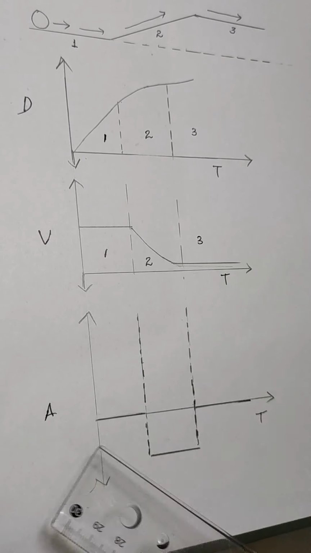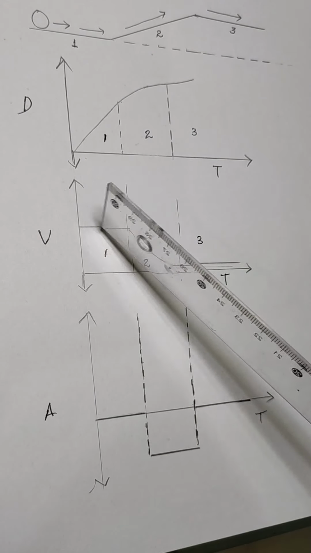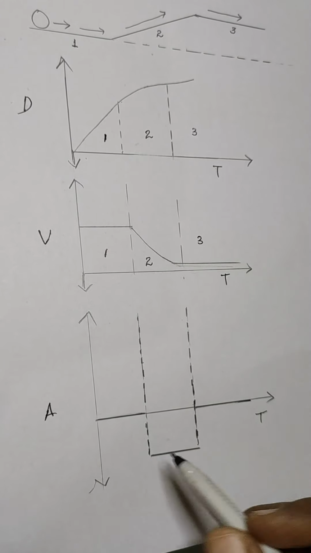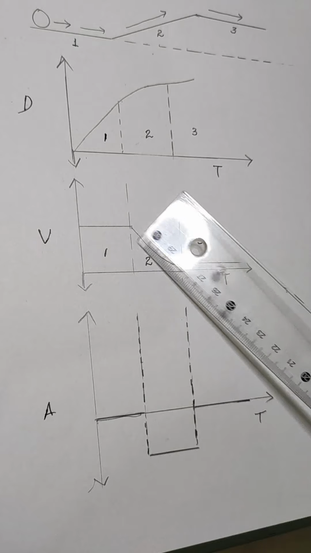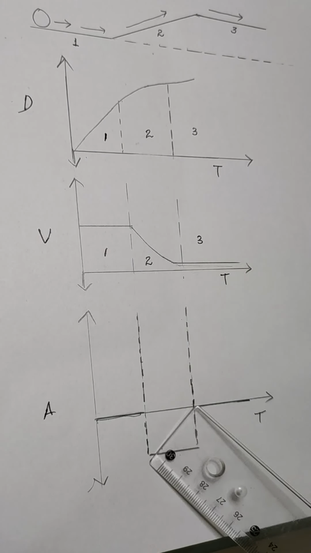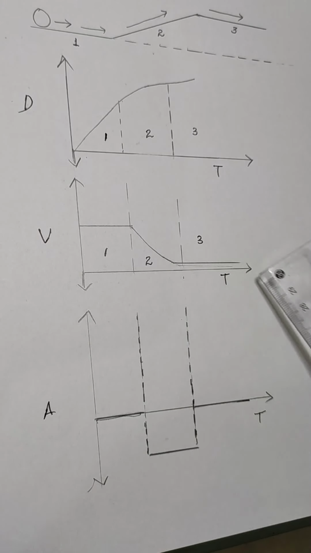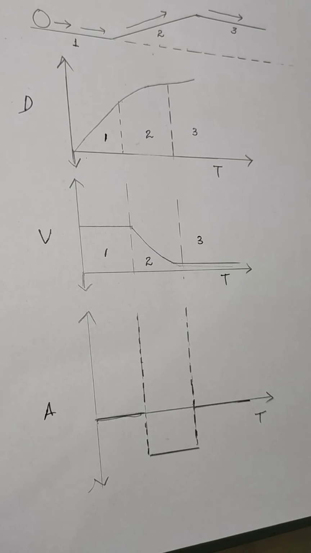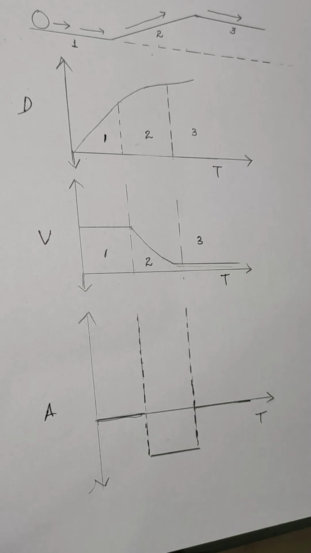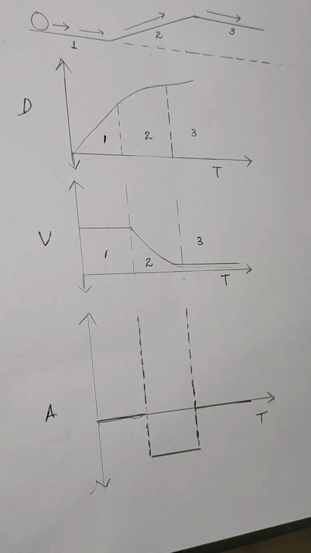How does the acceleration time graph look for this? For the first part, the acceleration is 0. So you can see that the acceleration is 0 here. Now, for the second part, the acceleration is negative, and for the third again the acceleration is 0. So dear students, I hope you have understood the various situations under which you can compare displacement time graphs, velocity time graphs and acceleration time graphs.